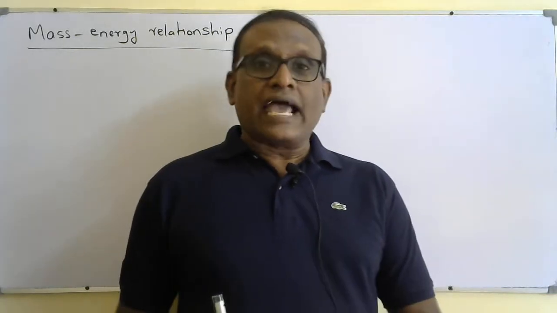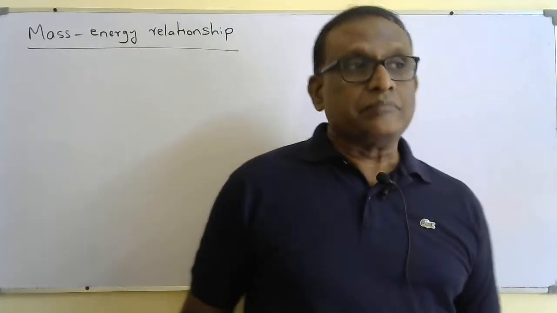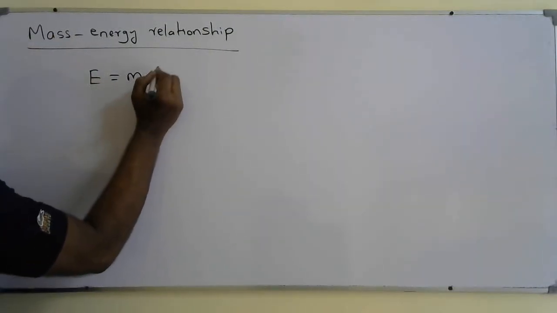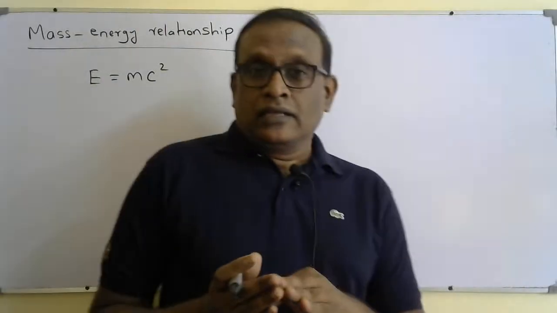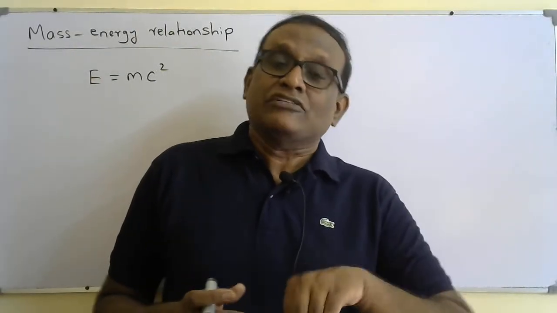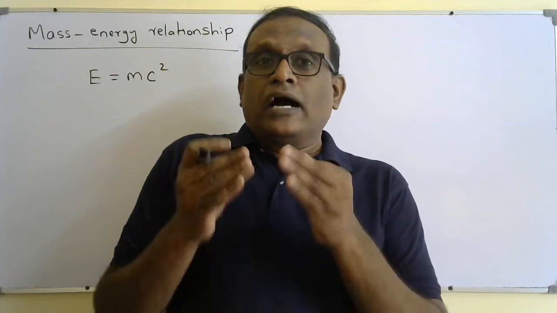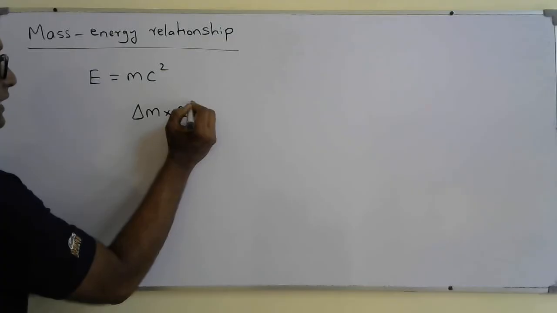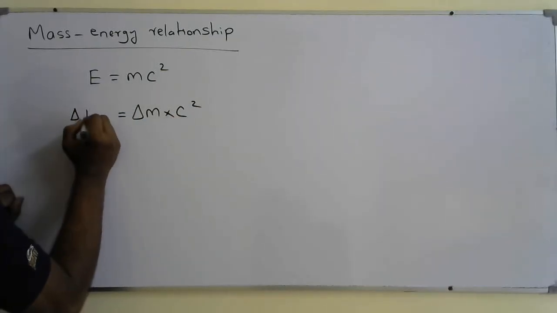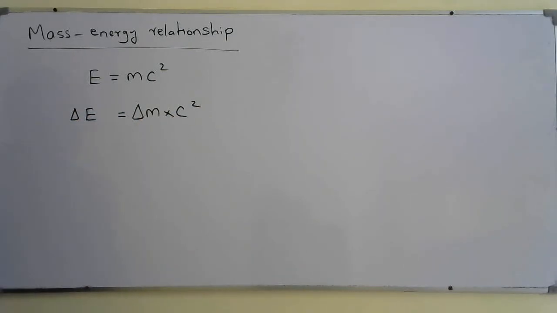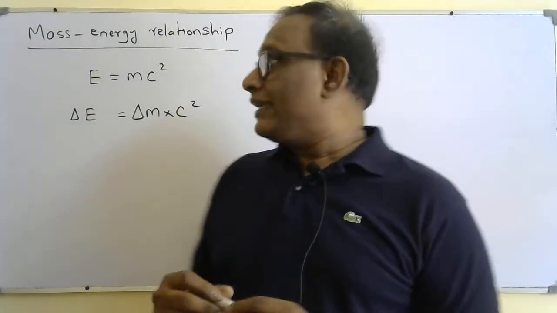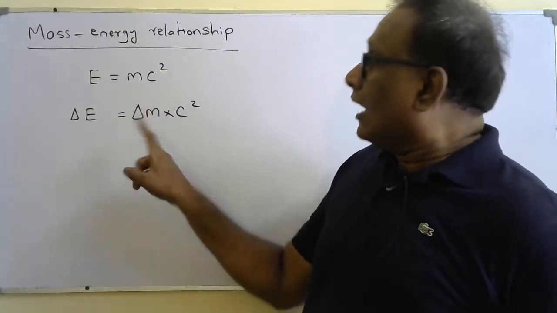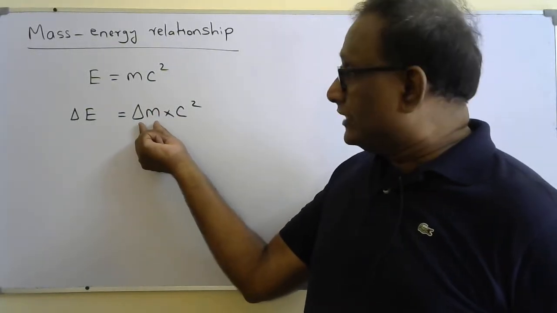Okay, so the mass and its equivalent energy are related by the equation E equals mc squared. Or we can say when a certain amount of mass, delta m, is converted to energy, then the equivalent energy created from this mass is given by delta E equals delta m c squared, where c is the speed of light and delta m is the amount of mass converted to energy.